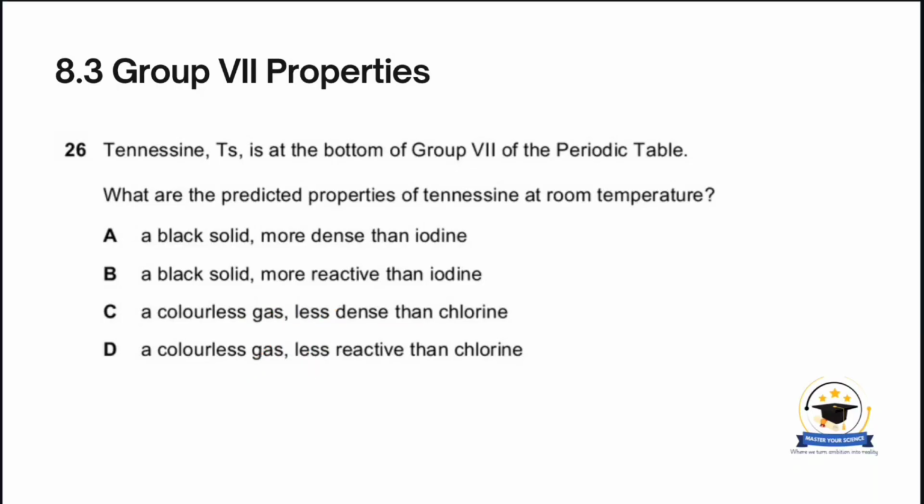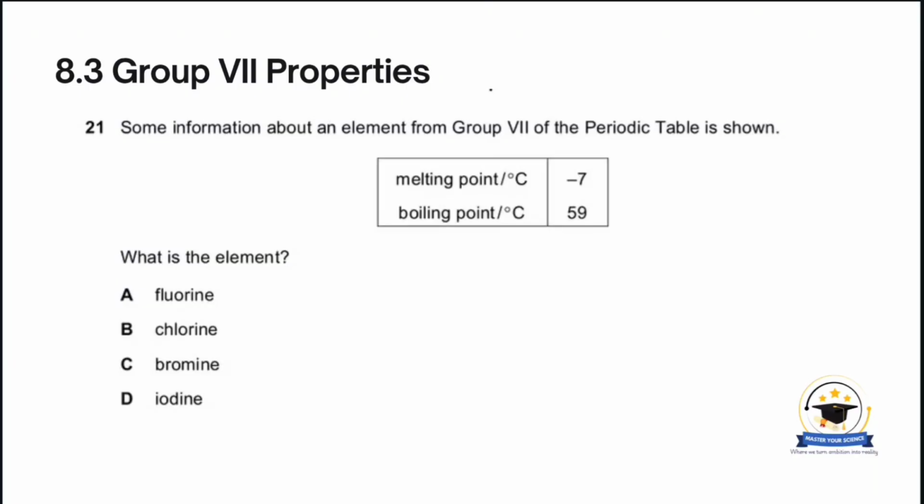So that eliminates C and D, and then we know that the density increases as we go down the group and the reactivity decreases as we go down the group. So that means tennessine would be less reactive compared to iodine. So that makes B an incorrect statement, and that leaves us with A, which is a correct answer.